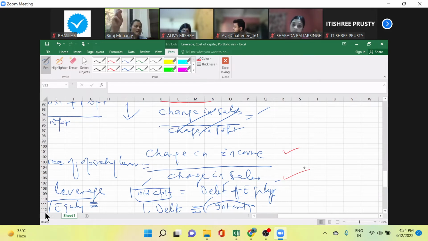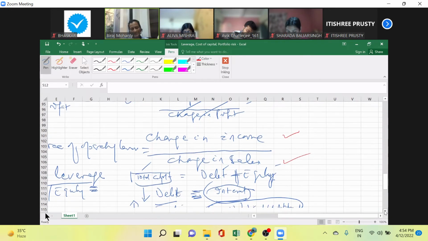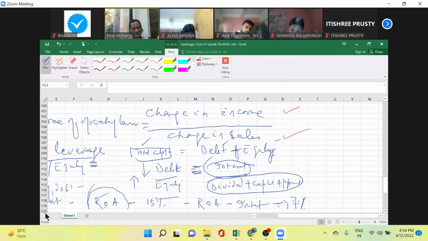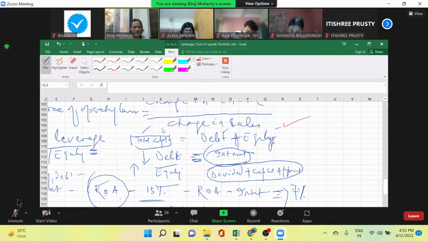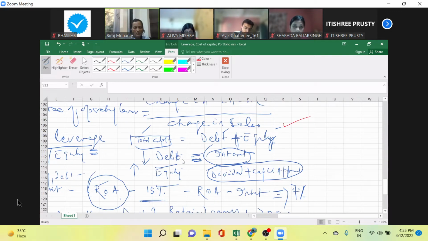Change in operating leverage is change in income by change in sales, or change in profit by change in sales. What does this tell? This tells that among two situations, what kind of difference I am experiencing. Then next I am going to financial leverage. You know two simple things: debt plus equity makes the total capital. Then the proportion of debt to equity, because the trade-off is between debt and equity, that is the financial leverage.